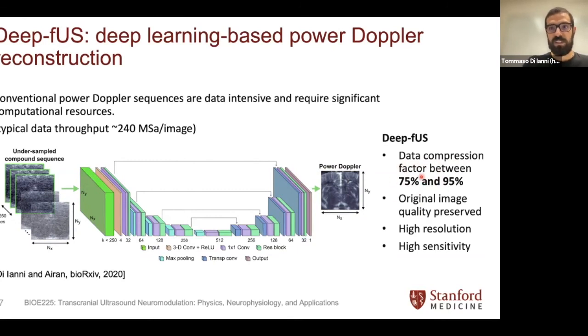So with a 75% compression factor, it means that we are retaining 25% of the data and discarding 75%. So it's a pretty large improvement. With 95%, we are retaining 5% of the data and discarding 95%. So we have very little data that we are working with. But we were able to reconstruct power Doppler images preserving the original image quality, resolution and sensitivity, as I'm going to show in a bit.